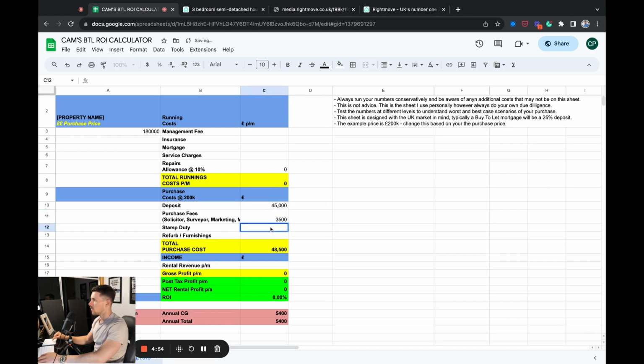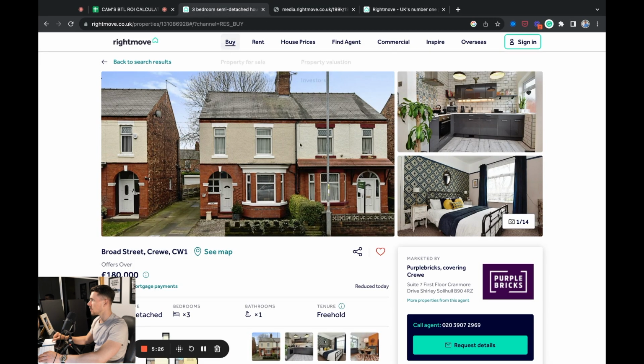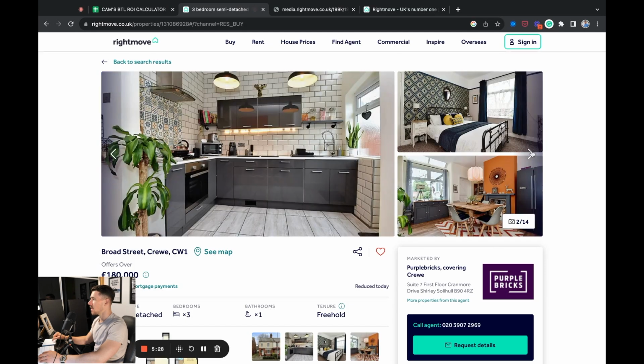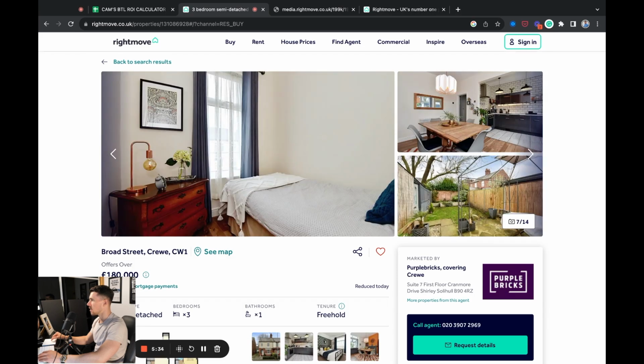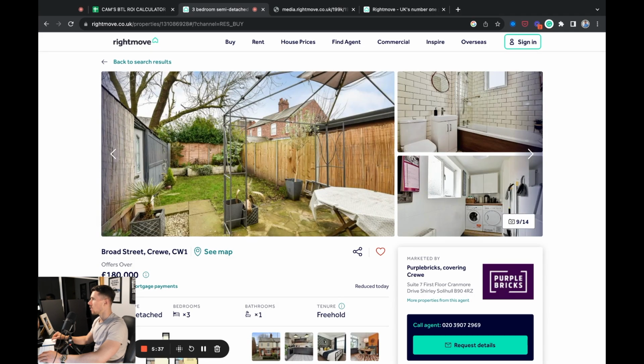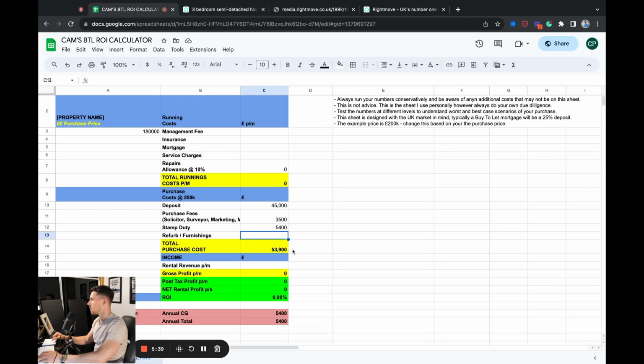Stamp duty is going to be 3% of this number here. So what we can actually do is take this number here times 0.03, and that's going to give us our stamp duty cost. And then refurb and furnishings, to be honest, it looks like this property does not have any work that needs doing, at least on the surface. So I think we're actually good there. I don't think there's anything that needs to be done straight away, so we don't need to put anything into that. But if there was, for example, something that needed doing, a new bathroom, a new kitchen, anything like that, then we would, of course, update that column with the amount that needed doing.